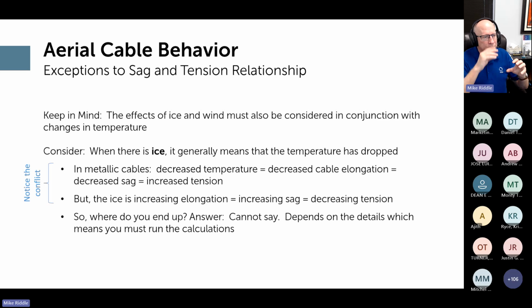We were just looking at things in isolation, only the application of ice. But in reality, temperature change is likely going on. So in a metallic cable, you're going to have decreased temperature. That's going to decrease the cable elongation, which in turn decreases the sag, which increases tension. But the ice is increasing elongation and it's increasing sag, decreasing tension. So there's a conflict here.